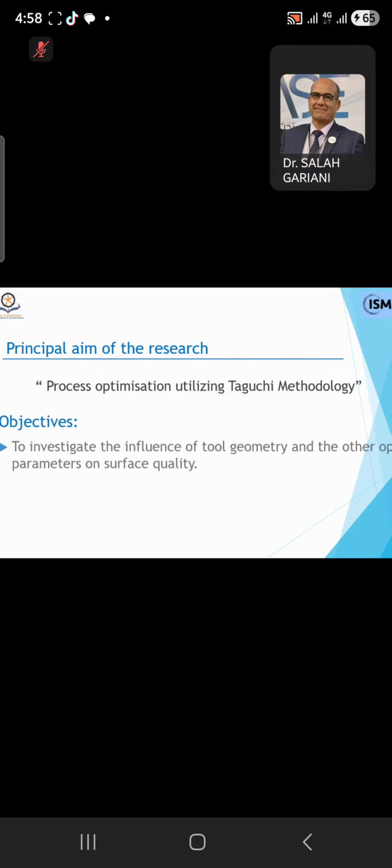Process optimization utilizing the Taguchi methodology is the principal aim of the study. To serve this aim, the following specific objectives should be accomplished: to investigate the influence of tool geometry and the other operating parameters on surface quality, to identify the optimal cutting condition and the most significant process factors affecting surface quality, and finally to investigate the interaction effects of the process factors on surface quality.